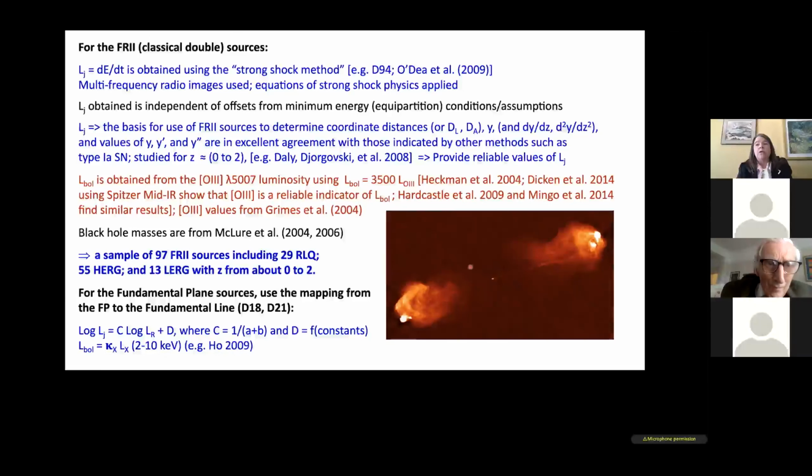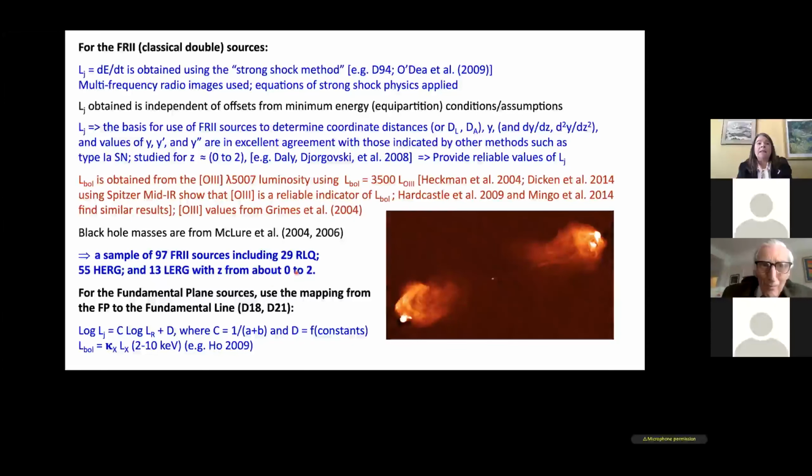For the FR2 sources, the AGN is sitting down here at the very heart of the radio image I'm showing, and the radio emission is very extended. So to get the bolometric luminosity of the accretion disk, for the studies I'm going to be showing you, the oxygen 3 luminosity was used, and a standard conversion that has been investigated by many groups and is rather well accepted. Black hole masses are from McClure et al., again, with relatively well-known, well-accepted methods.